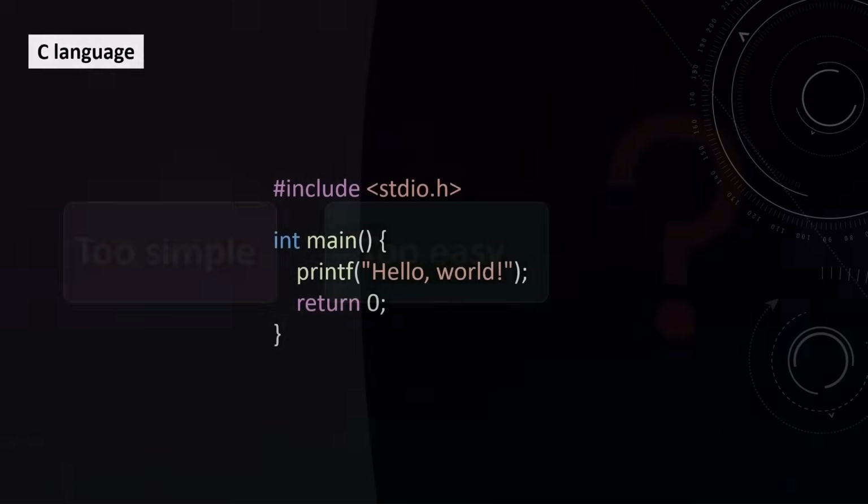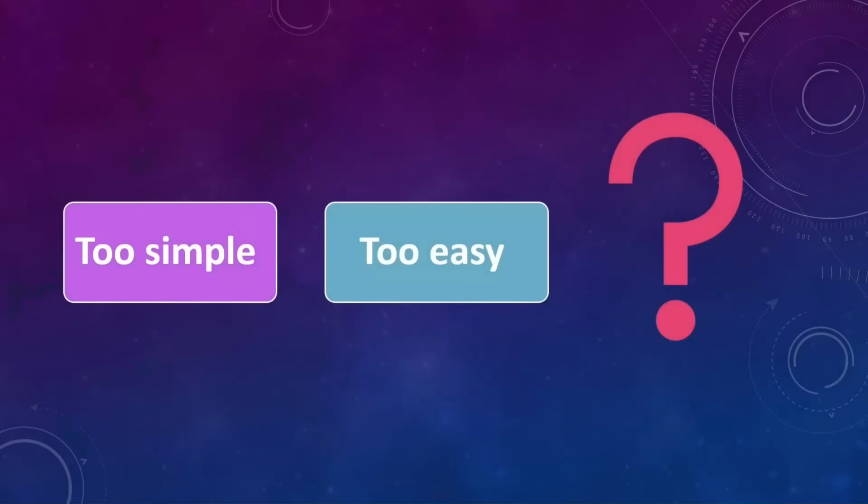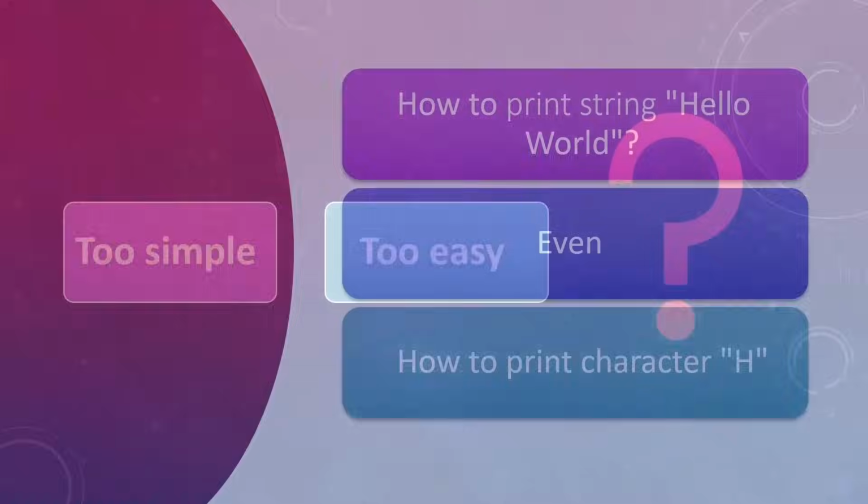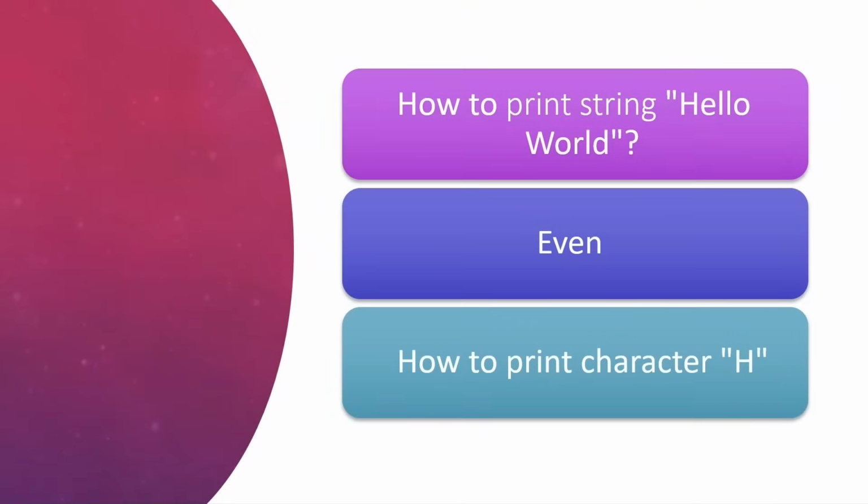But do you think it's too simple or too easy to print Hello World to the screen? It may be too easy for us to use a programming language to print Hello World to the screen, but for the CPU, it's a very difficult task. Because to print Hello World to the screen, even just to print the character H, is a very difficult task for the CPU.